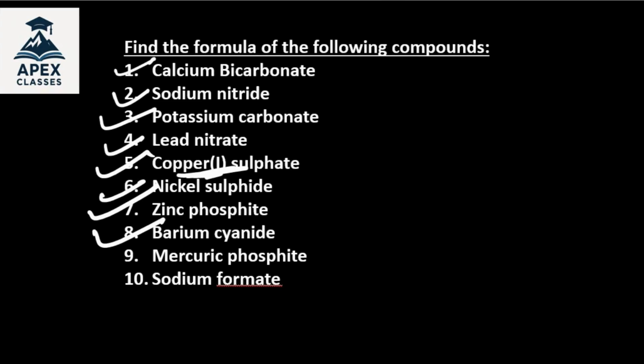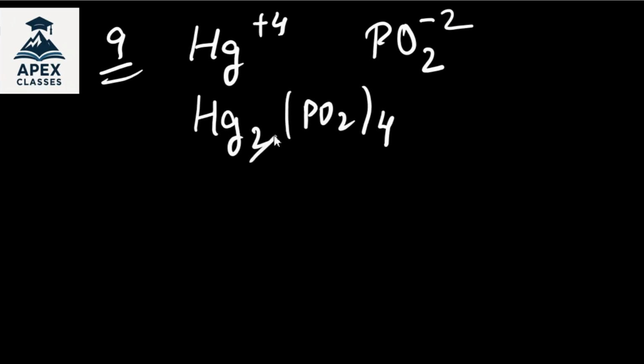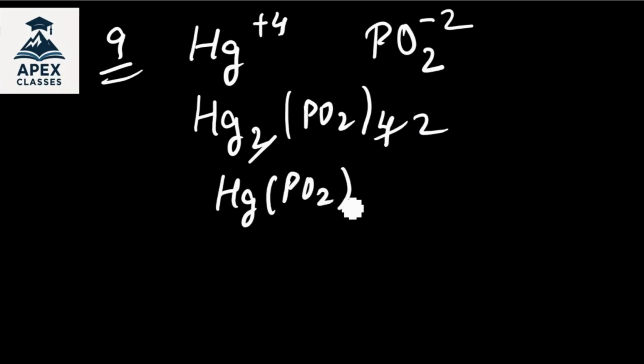Okay, next is mercuric. Now see, mercury has a higher state of +4, so in the +4 state, mercuric phosphite. The ninth one: mercury's symbol is Hg +4, phosphite is PO3 -2, right? So it is Hg2(PO3)4, which will cancel, so it is Hg3(PO3)2.